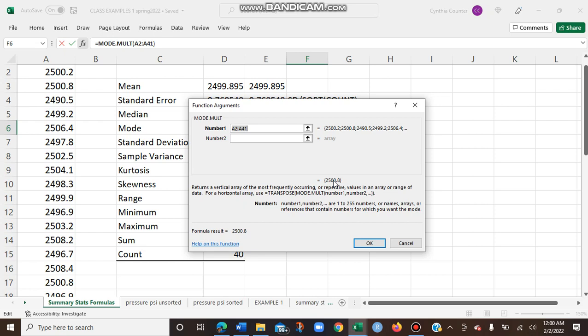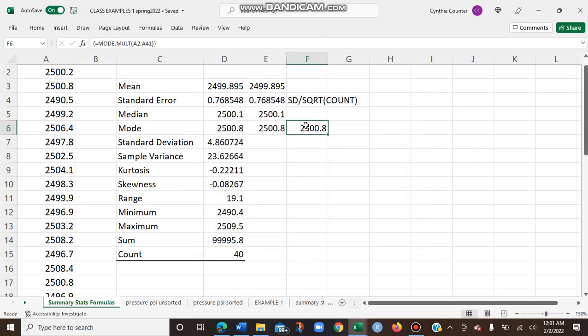Now, if there were more than one and you wanted all of those modes, you could not simply click OK. You would have to press Control Shift Enter, and then if there were more than one, it would list them all out, each one in an individual cell.